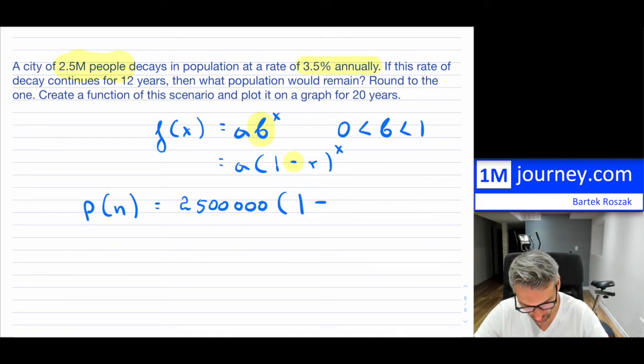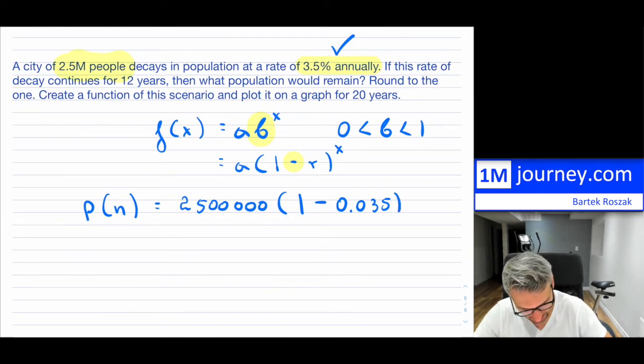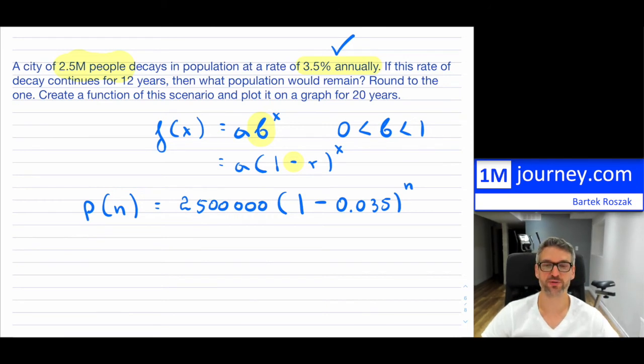1 minus, now what is it decaying at? It's decaying at 3.5%. So, please divide it by 100 to change it to decimal. And then, your X, now I'm using N for the number of years. This is now my function.